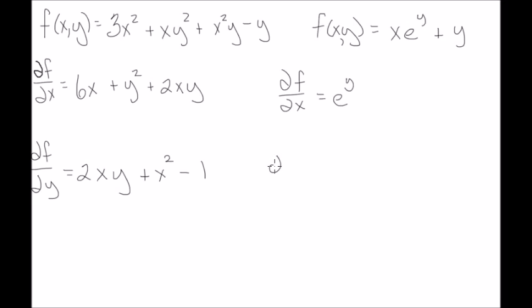If I now take the derivative with respect to y, I'm treating my x as a constant, so it's going to stay out front. The derivative of e to the y is simply e to the y, so that term sticks around. And then the derivative of y is 1.